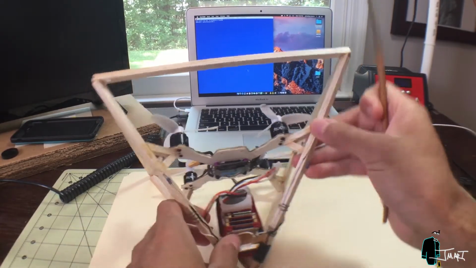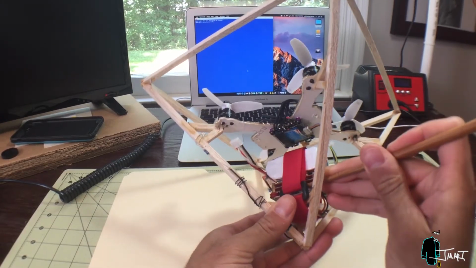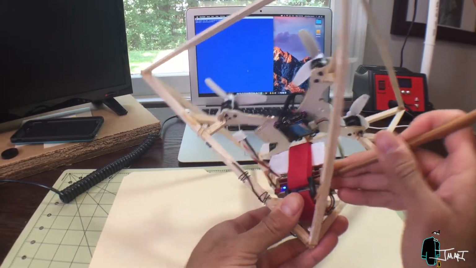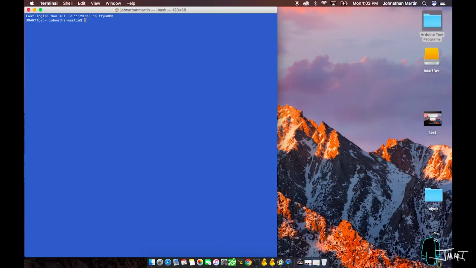Alright, let's get things running. One thing I have to do here is find the switch on the battery block. Turn the switch on and the blue LED will illuminate. Alright, now we're going to go over to the computer and type in SSH root at and then the IP address of your Intel Edison.